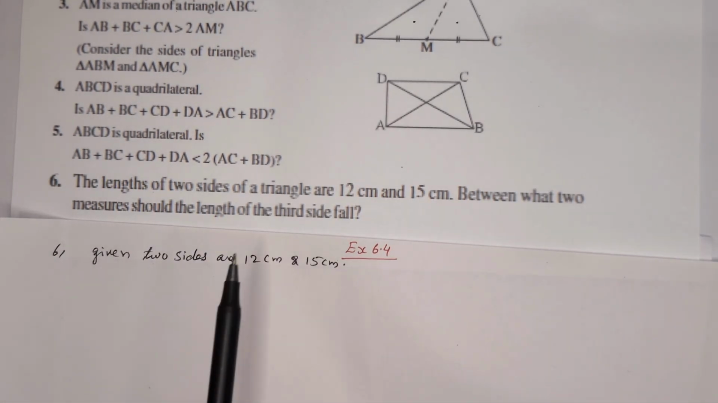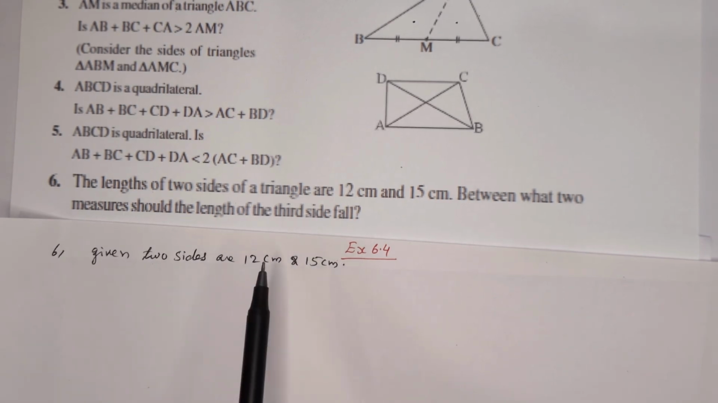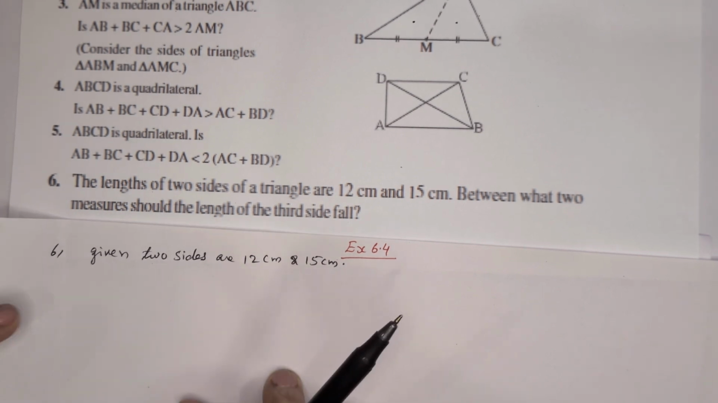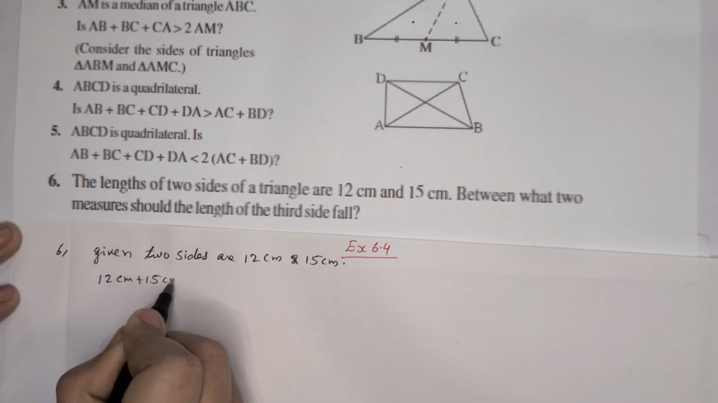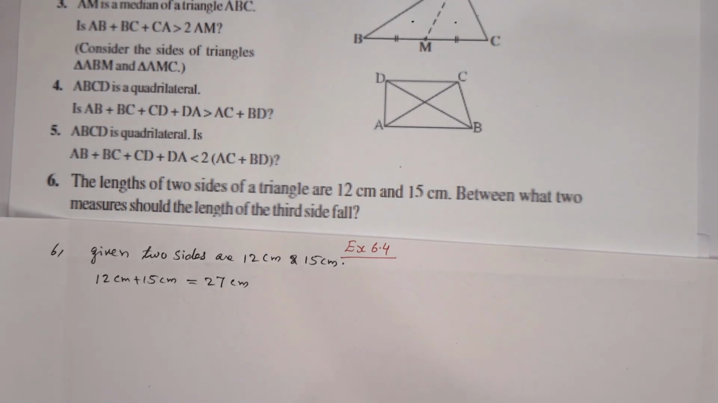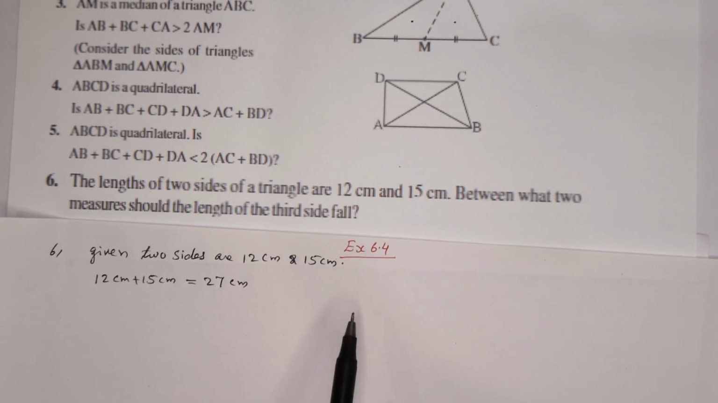Question number 6. The length of two sides of a triangle are 12 cm and 15 cm. Between what two measures should the length of the third side fall? So two sides are given here, 12 centimeter and 15 centimeter. When we add, 12 centimeter plus 15 centimeter is equal to 27 centimeter. And we know that the sum of two sides of the triangle will always be greater than the third side.